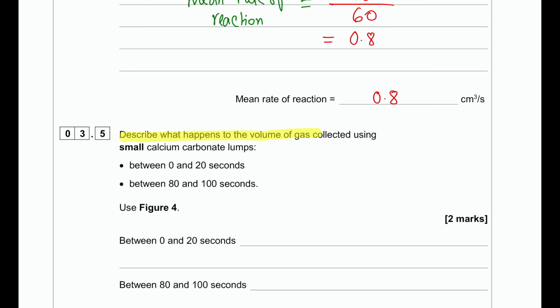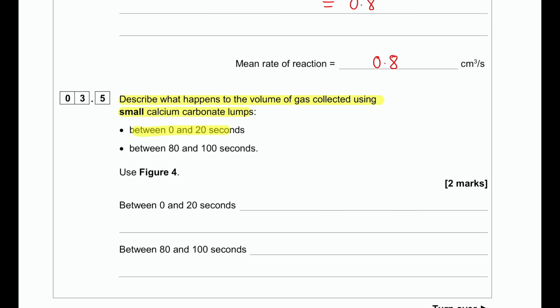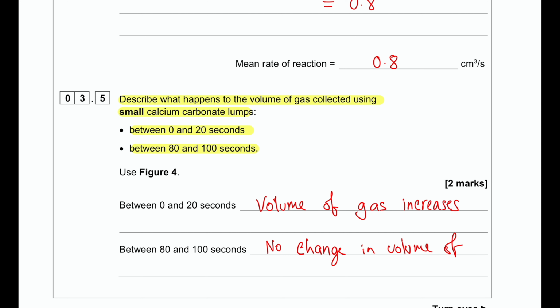Describe what happens to the volume of gas collected using small calcium carbonate lumps between 0 and 20 seconds and between 80 and 100 seconds. So basically between 0 and 20 seconds, the volume of gas increases rapidly. Between 80 and 100 seconds, there is no change in volume of gas.